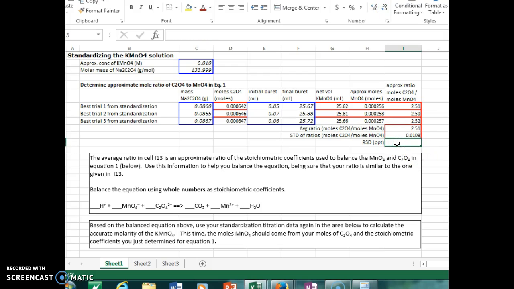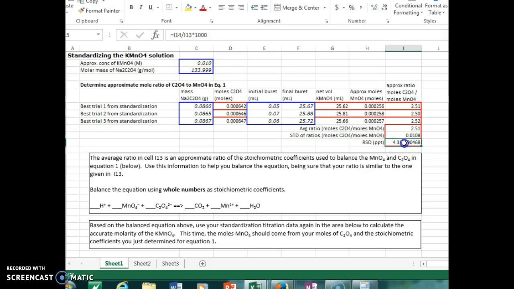And then relative standard deviation will always be, and you're going to do this a million times next semester too, your standard deviation divided by your average. This one is in parts per thousand. See that? So I'm going to multiply by 1,000. If it was a percentage, you would multiply by 100.